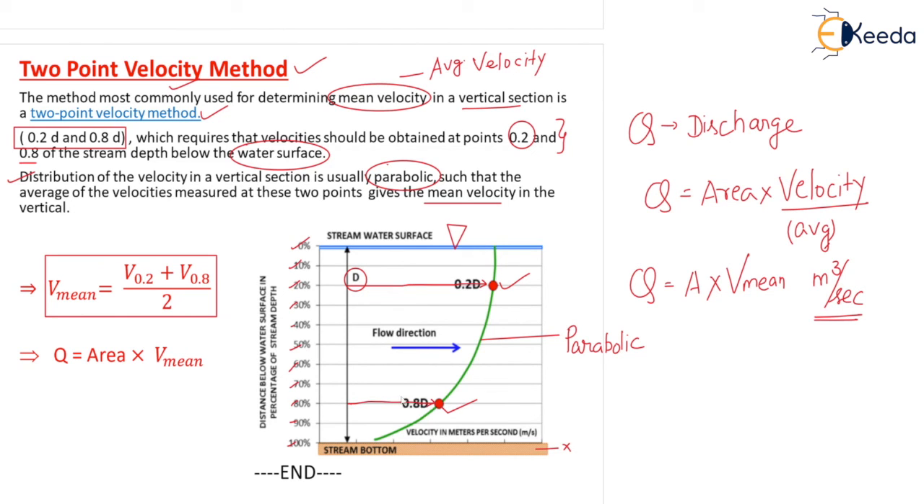So definitely these two magnitudes are not the same. At 80% depth, it is less. Even if you come closer to the wall, it will become almost equal to 0. If you go away from the wall surface, you will get higher velocity. So at 20% depth, your velocity is more. At 80% depth, velocity is less. You have to find the average. That will be your mean velocity. Okay. Thank you.